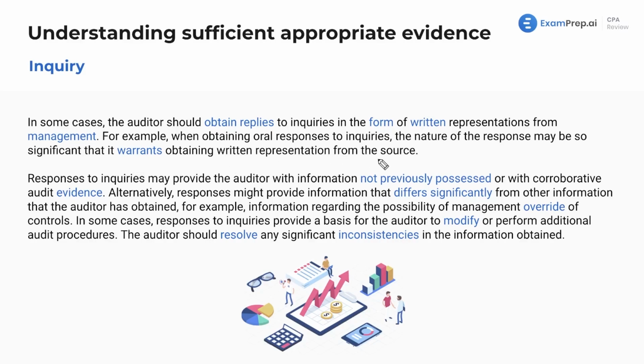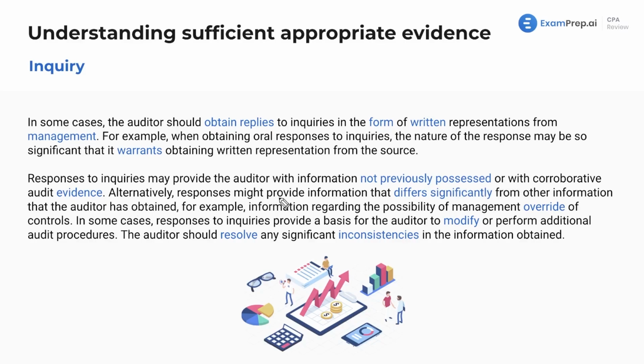If we specifically ask management, hey, I know that department of yours has had multiple issues throughout the past couple of years, there's been high turnover. Do you believe that, or have you looked into that department and seen any problems with internal controls or the actual numbers? If they say, yes, we've actually looked into it, we've done extensive investigations, and we think that department is totally under control, then you want to get that in writing as a part of your audit evidence. Responses to inquiries may provide the auditor with information not previously possessed or with corroborative evidence.